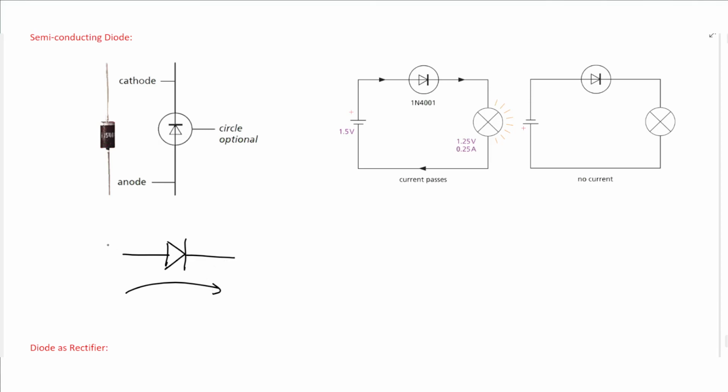So the tail of the arrow must be connected to the positive terminal of a battery, and the head of the arrow must be connected to the negative terminal of the battery. If it is connected in reverse, there will be no current. If it is connected in the correct way, there will be current.